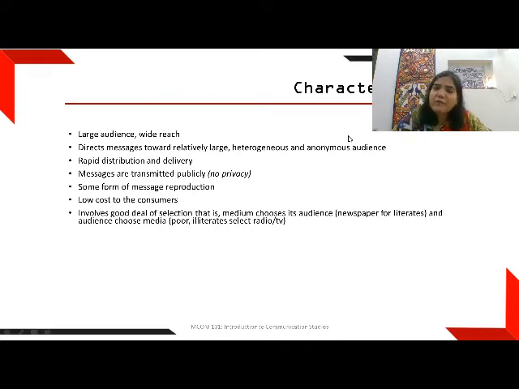So naturally the medium is such that everybody who would be using it would at least be literate enough to read Urdu or English, or whatever language the newspaper is in. And the same goes vice versa. The audience is also going to choose the medium, right? Because that illiterate person is not going to buy a newspaper if he cannot read it. He will probably go for television or listen to the radio, right? So the audience also has the choice to choose the medium.